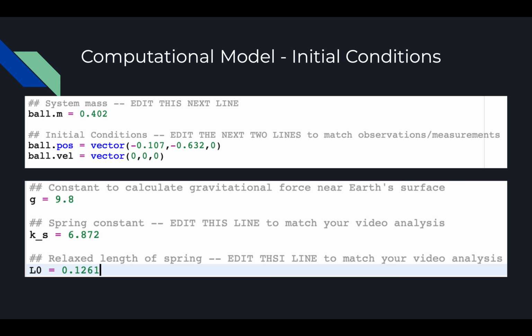Computational model initial conditions. By using all the values calculated on the last slide, we have to input them into our computational model. You can see the mass of the ball, the position of the ball, and the velocity of the ball are the same as the values we calculated on the last slide. We also have to point out our gravitational constant, which is 9.8, and our spring constant and relaxed length of the spring are also from our previous slide.